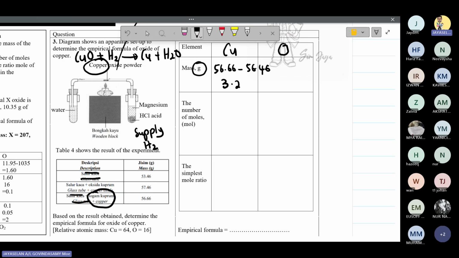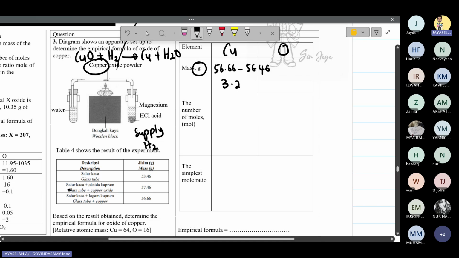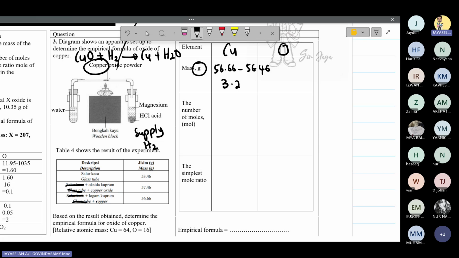Balance, you got what? Copper. Now I want to find the mass of oxygen. How to find it? Glass tube cancel, glass tube cancel, so the balance mass is equal already. So what do you do here? Copper cancel, the balance you have is oxygen. So take this value minus. 57.46 minus 56.66. What is the answer? Anyone? Calculator. Zero point, 0.74. Correct?